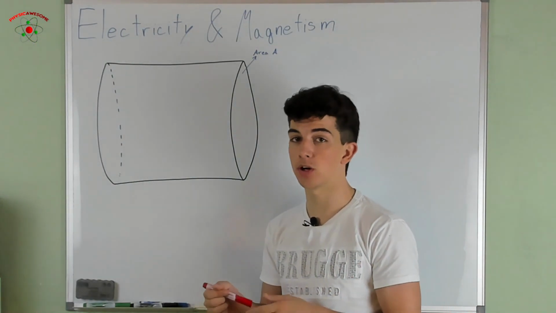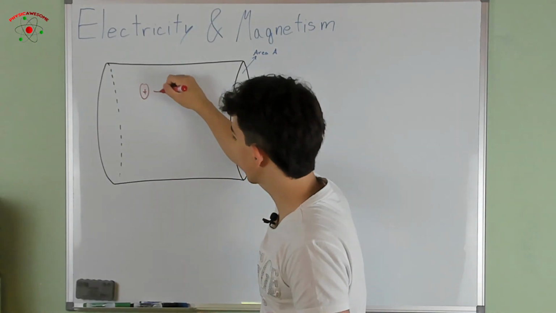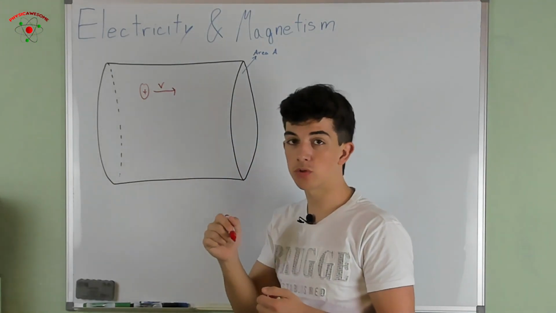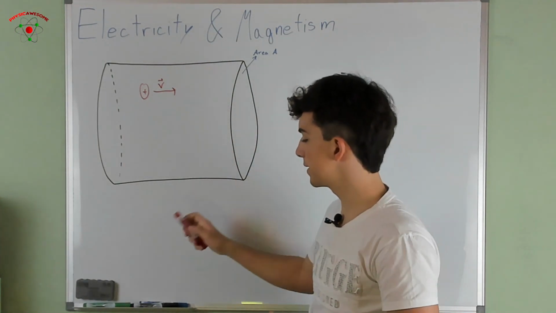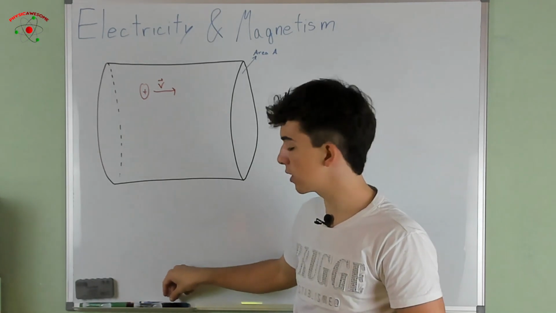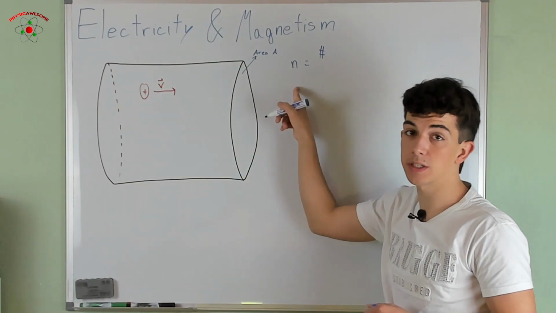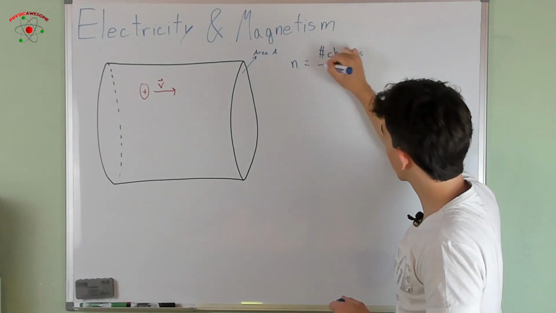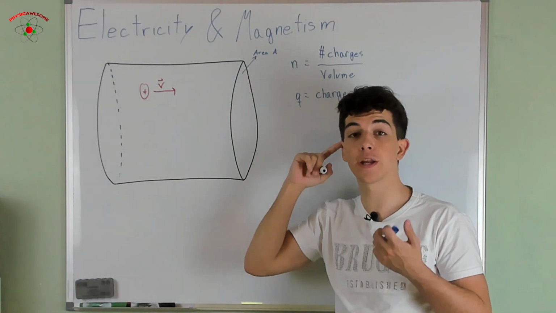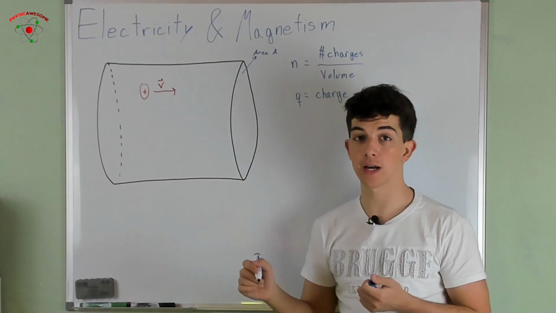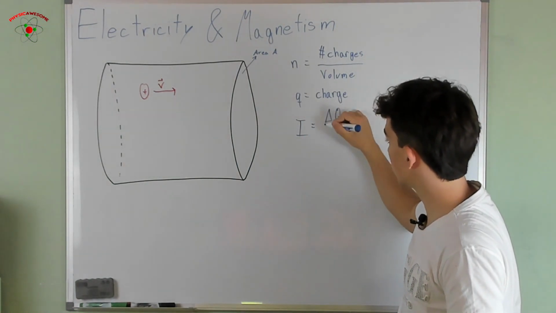Imagine that we have a positive charge moving with velocity v, and we want to measure the current that is going through this surface. Then we need to define some quantities. N, which is the charge density per volume, q, which is the charge that one specific charged particle has, and we know that I equals delta Q over delta t.